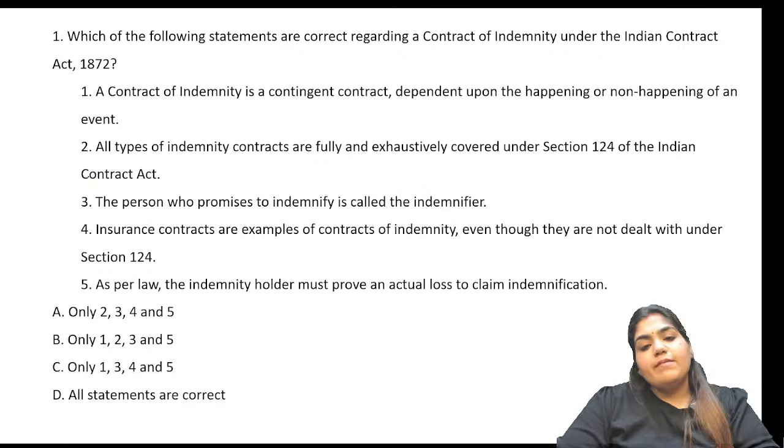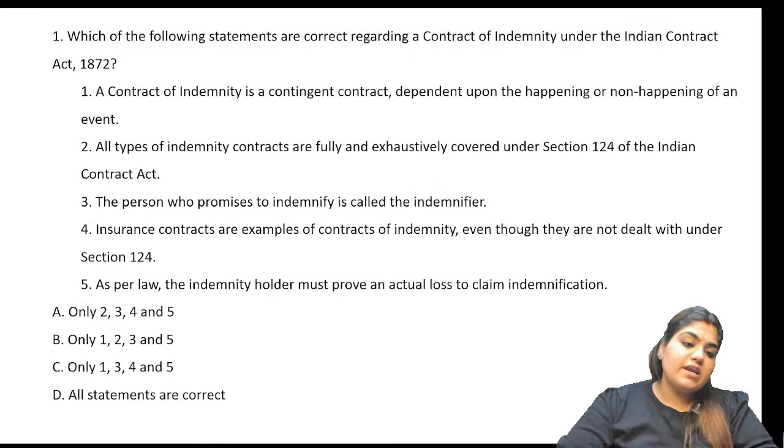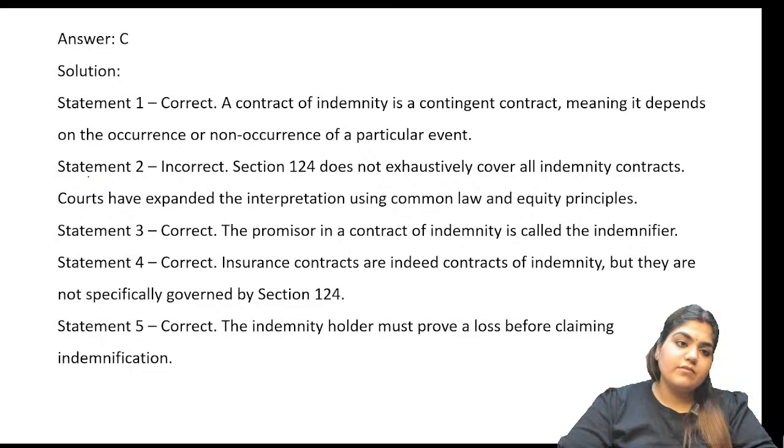Which of the following statements are correct regarding contract of indemnity? A contract of indemnity is a contingent contract, depends upon the happening or non-happening of an event. Yes. All types of indemnity contracts are fully exhaustive under section 124. No, because 124 is not exhaustive in nature. The indemnity will depend upon the law and the equity principle as well. Other statements given on the screen are correct except 2. That will give us C as the correct answer.